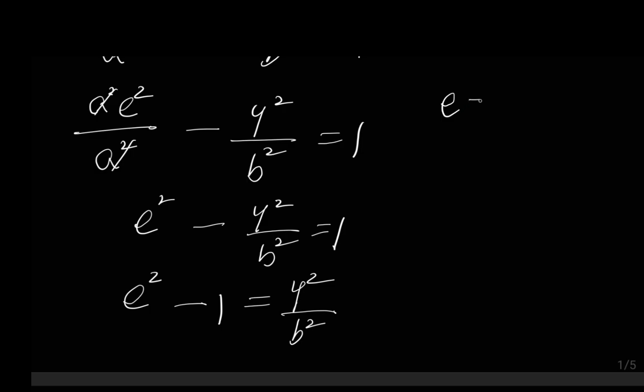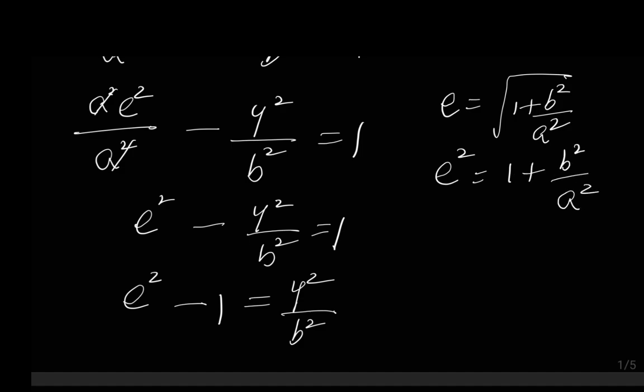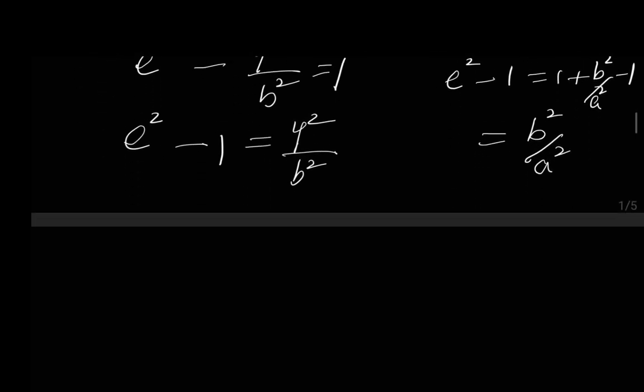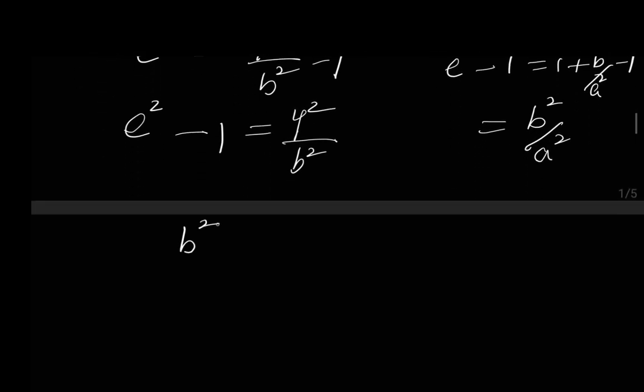What is the value of e in the hyperbola? e is root of 1 plus b square by a squared. So e squared is 1 plus b square by a square. We need e square minus 1, so e square minus 1 is equal to 1 plus b square by a square minus 1. Plus 1 and minus 1 get cancelled. You will get b square by a squared. So replace here b squared by a squared, which is equal to y squared by b squared.